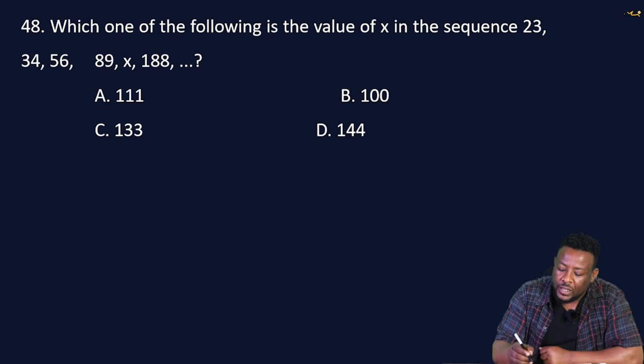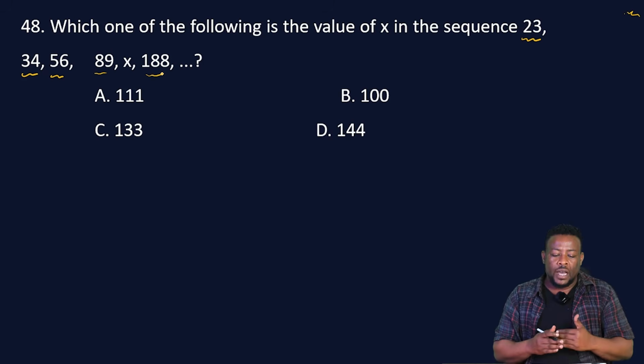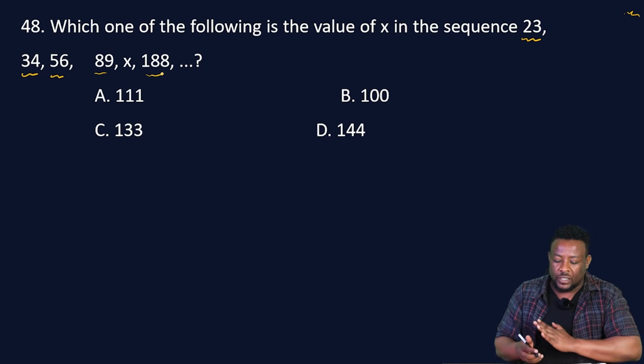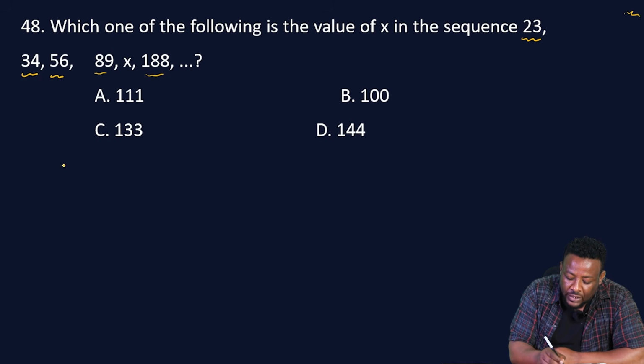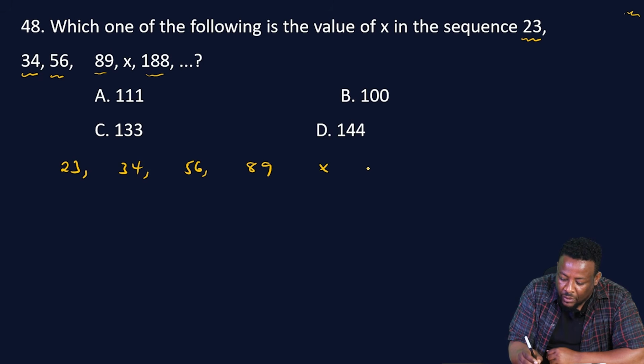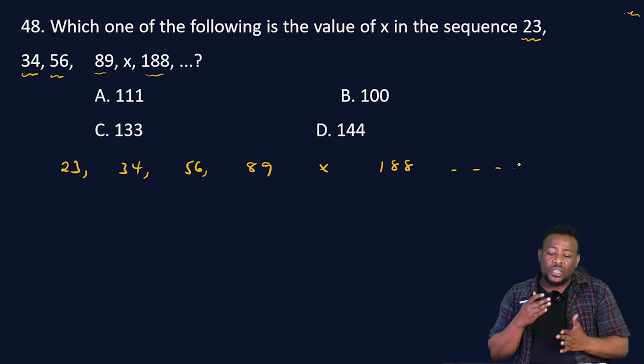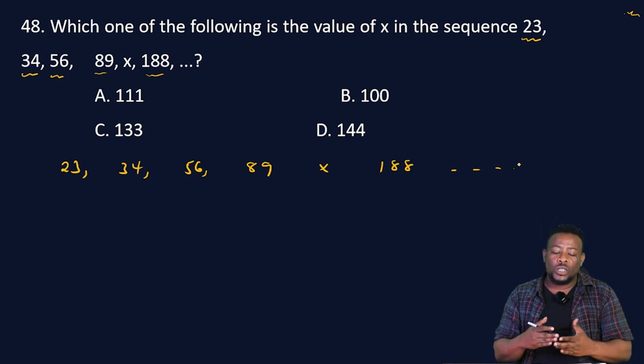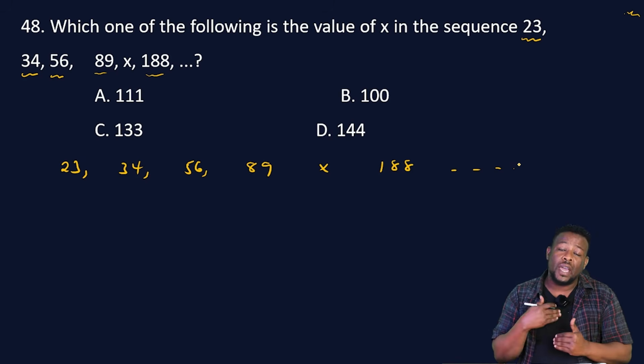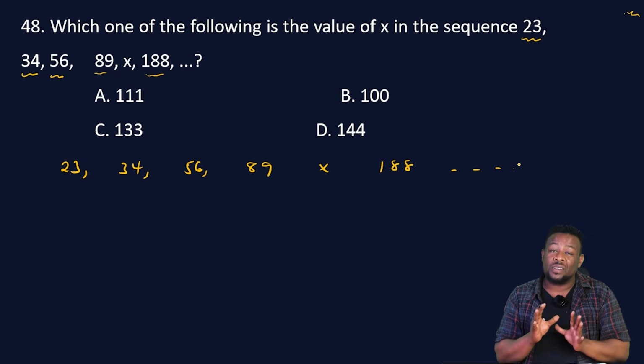ኦኬ ወደ 48ኛው ጥያቄ ጋር ስንመጣ which one of the following is the value of x in the sequence 23 34 56 and so on. Okay እዚህ 48ኛው ጥያቄ ውስጥ የሆነ ሲኩዌንስ ተሰጥቶናል. The first term of this sequence is 23, the second term is 34, the third is 56 እያለ ይቀጥላል 89, then x, then 188 እያለ የሚሄድ የሆነ ሲኩዌንስ አለን. Okay so in this sequence we are asked to determine the value of x. Okay x and determine ለማድረግ we need to be very systematic.